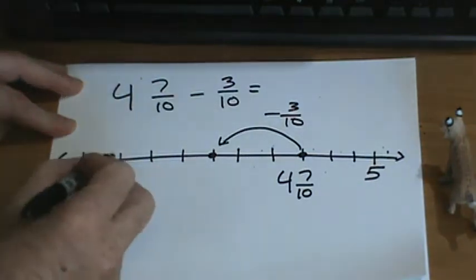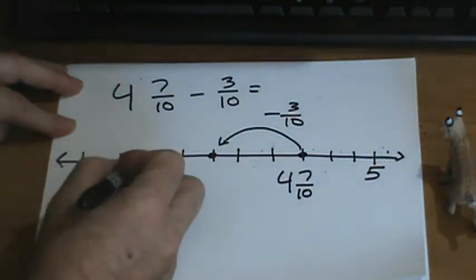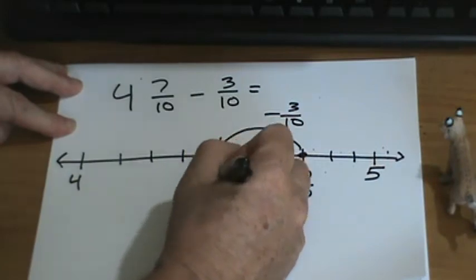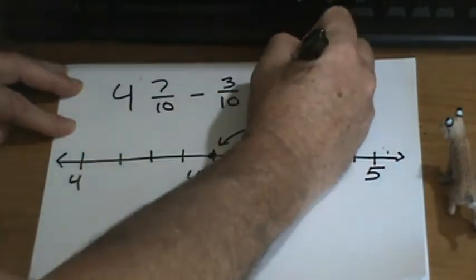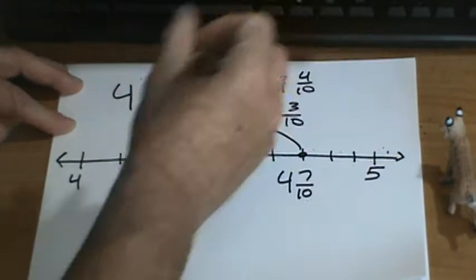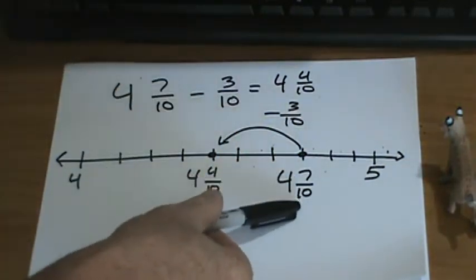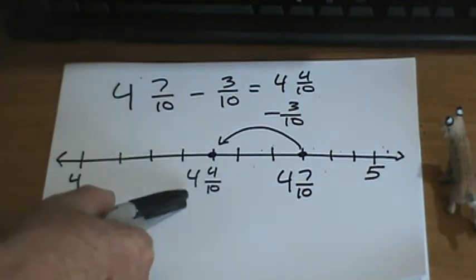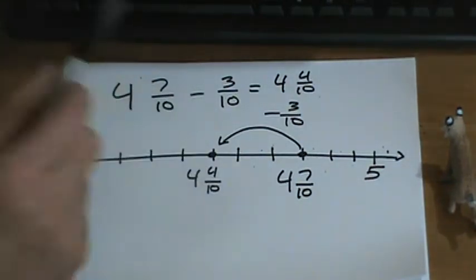Where am I? 4 1/10, 4 2/10, 4 3/10, just like we said. 4 4/10. So our answer is 4 4/10. You see how we started here at 4 7/10? We subtracted 3/10, 1, 2, 3/10, and we wound up at 4 4/10.